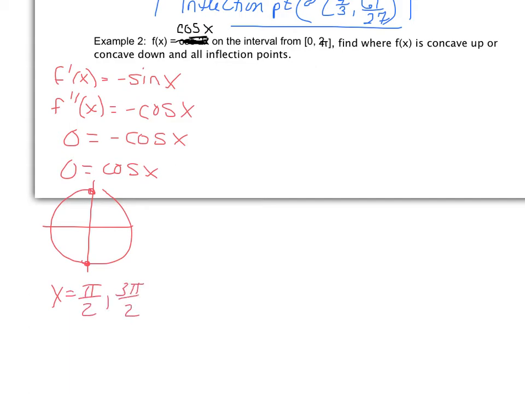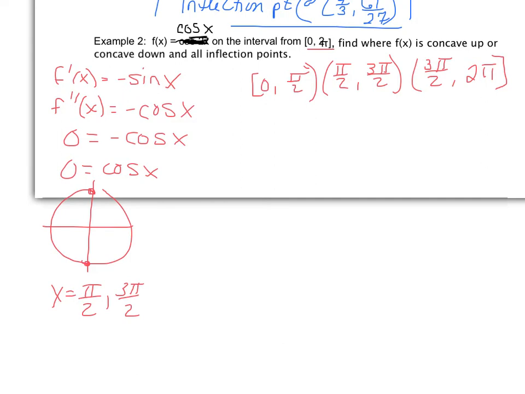So I'd set up my intervals. Normally I start at negative infinity, but because they close my interval off, I'm going to go ahead here and say from 0 to pi over 2, from pi over 2 up to 3 pi over 2, and from 3 pi over 2 up to, again, 2 pi. Picking a test point.